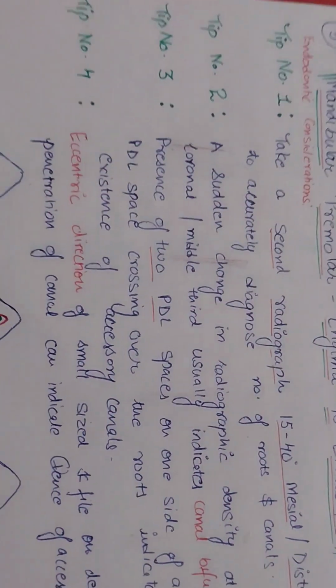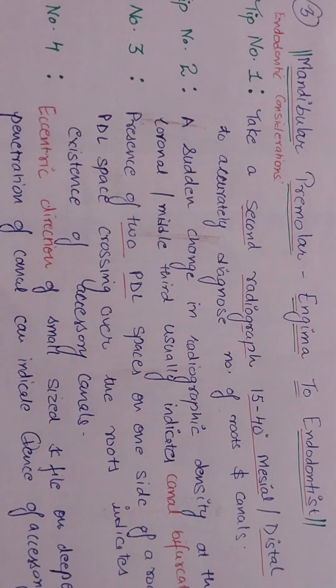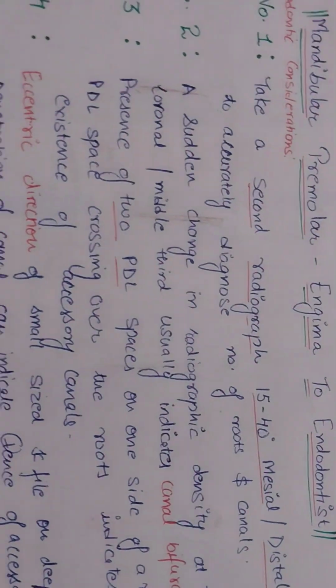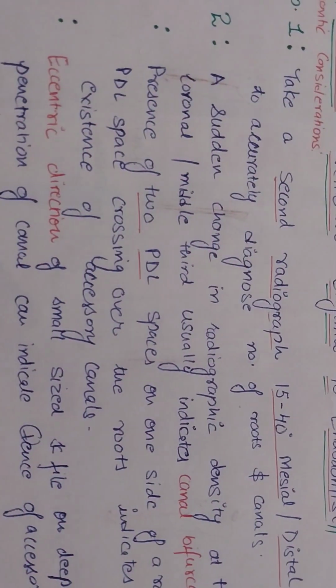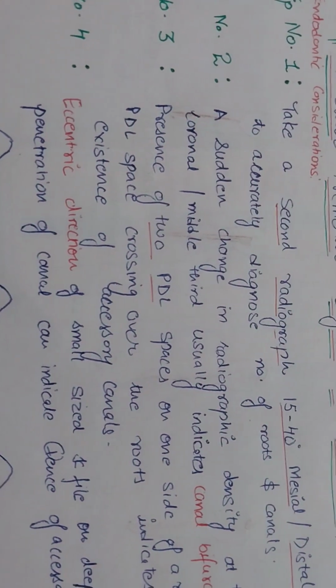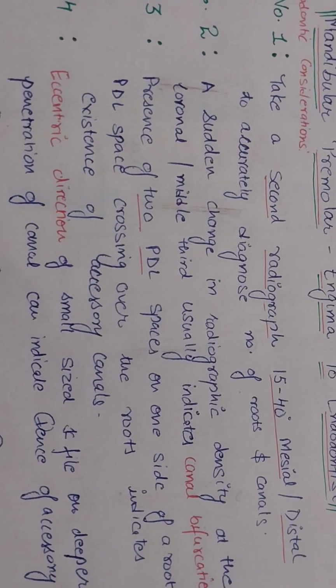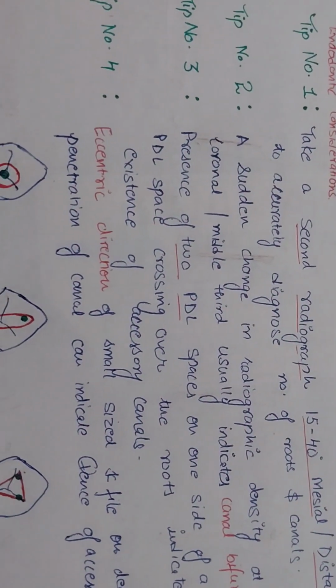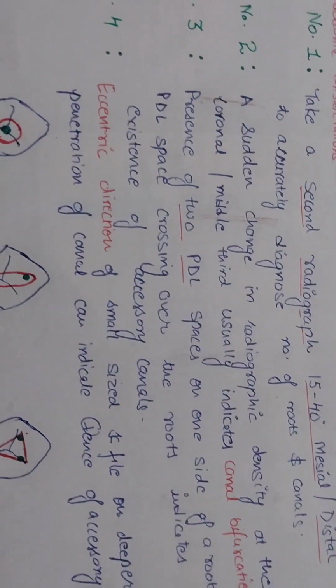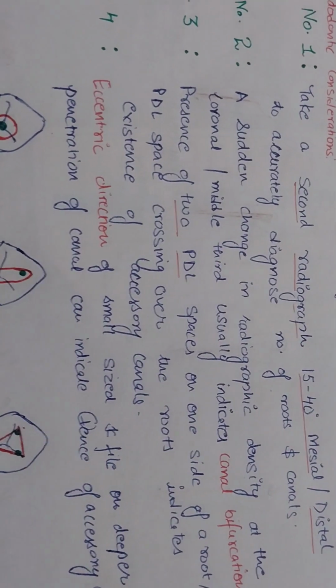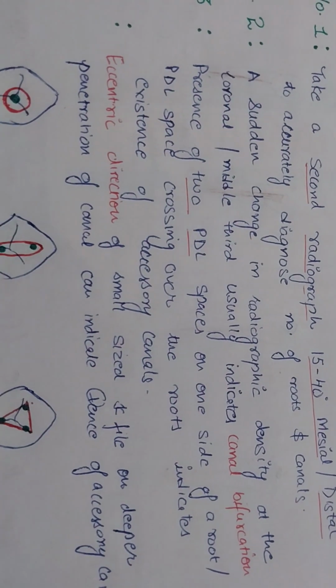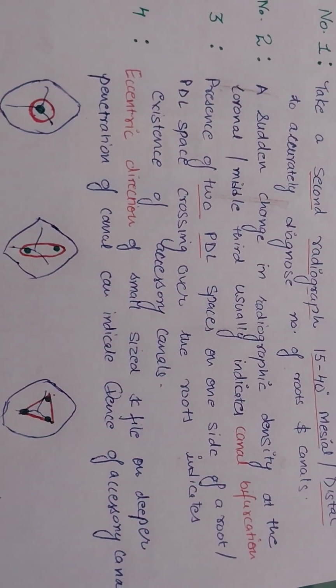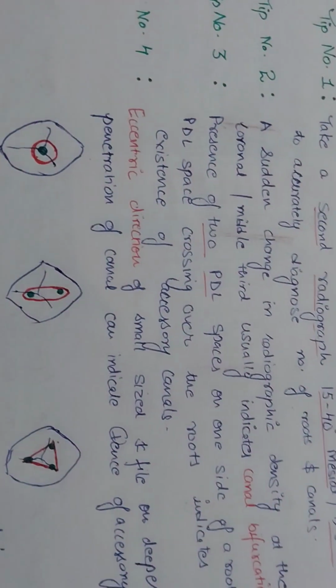Tip number 1: we have to take a second radiograph at an angle of 15 to 45 degrees, mesial or distal, so as to accurately diagnose the number of roots and canals. Tip number 2: we have to check for a sudden change in the radiographic density at the coronal or middle third, because it usually indicates that the canal bifurcates from there.